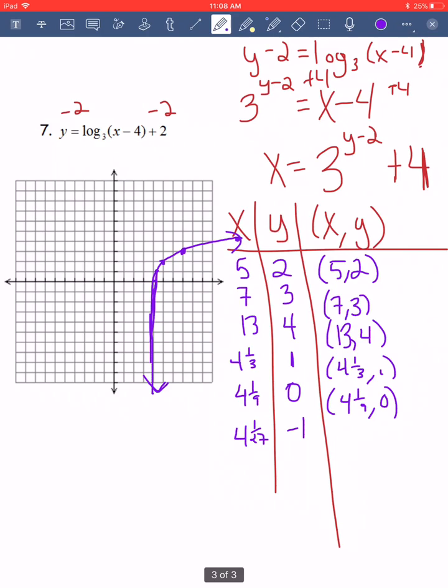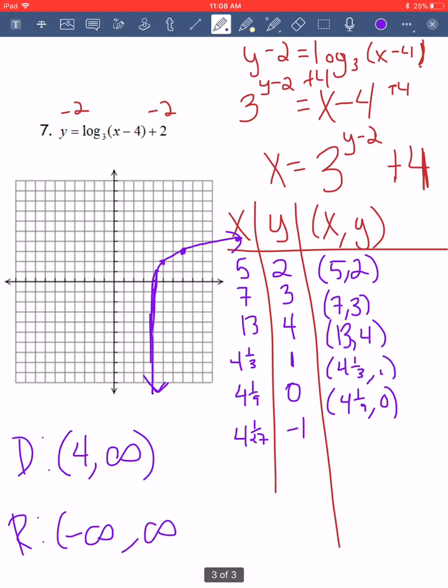Excuse my graphing skills, though. I'm not very good. So my domain is, I'm getting as close to 4 as possible. So I'm going to do an open parenthesis 4 to forever to the right, so to positive infinity. And then my range, I'm going forever and ever up and down, so negative infinity to positive infinity. And that is it for graphing logarithms.